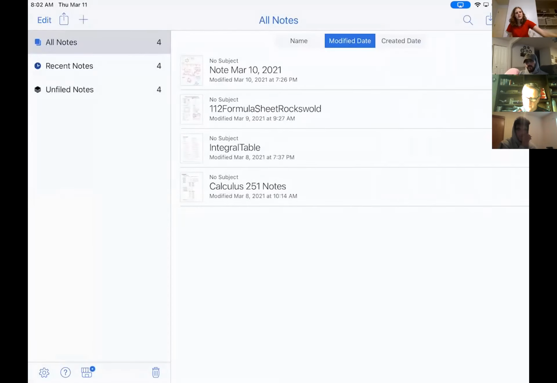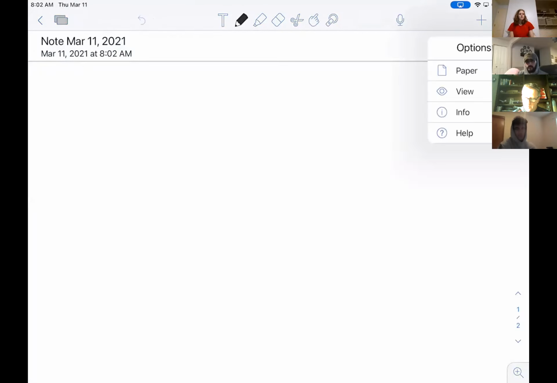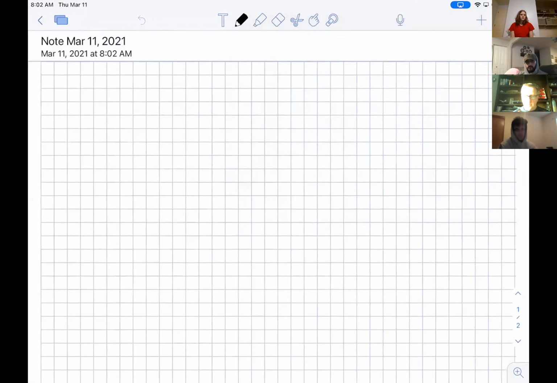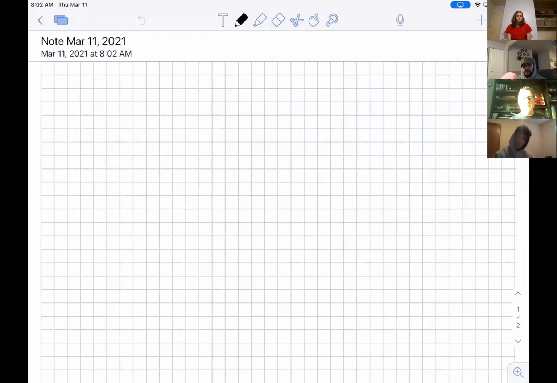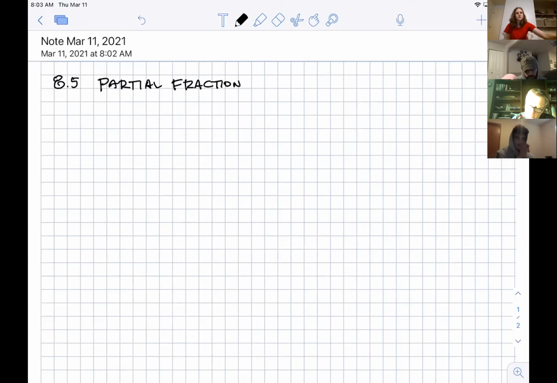Share a screen. Get some paper, put some lines on it because it seems like a good thing to do. So let's do one more question, kind of like yesterday, and then I'm going to show you another way to do it that's ridiculously easy. So 8.5 is a trick called partial fractions. Mathematicians call it partial fractions.